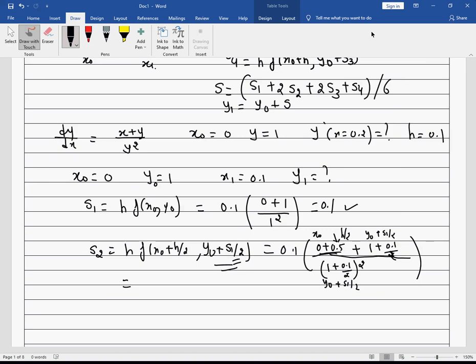Okay, this is not 0.5, huh? This is not 0.5, it is 0.1 divided by 2, so it will be 0.05. I made a mistake. I wrote a 0.5 here, instead of that it is 0.1 divided by 2. Okay, so it will come 0.05.